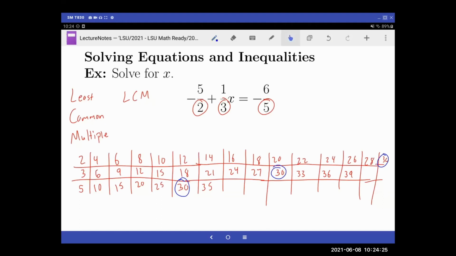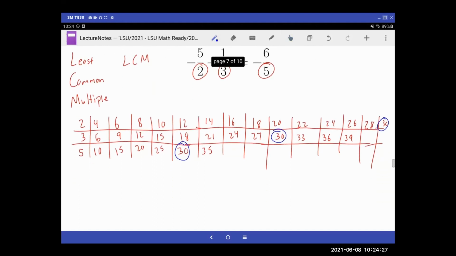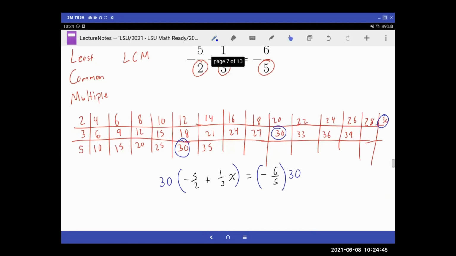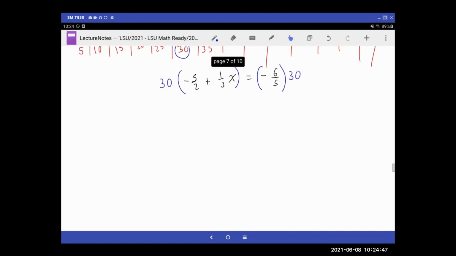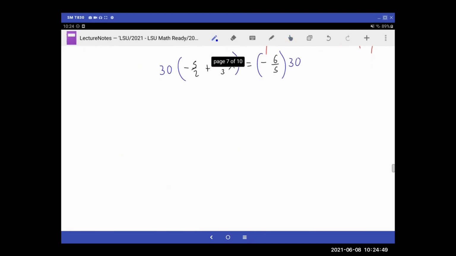30 is what I'm going to use to simplify this equation. So I'm going to go and write -5/2 plus 1/3 x equals -6/5. I'm going to multiply both sides by 30, the least common multiple. All right, so that transforms the problem. So I'm going to ignore all of this stuff here, and I'm just going to work with this right here.